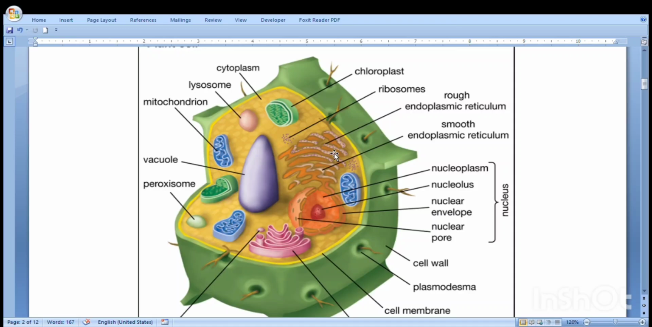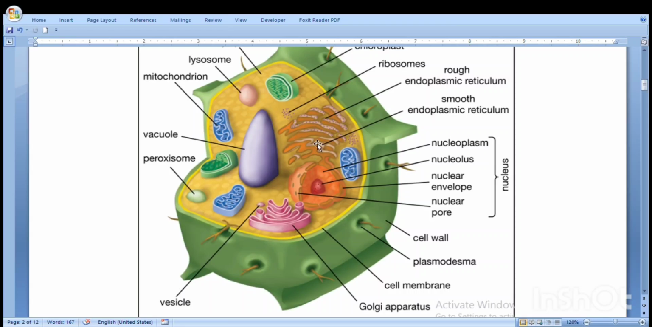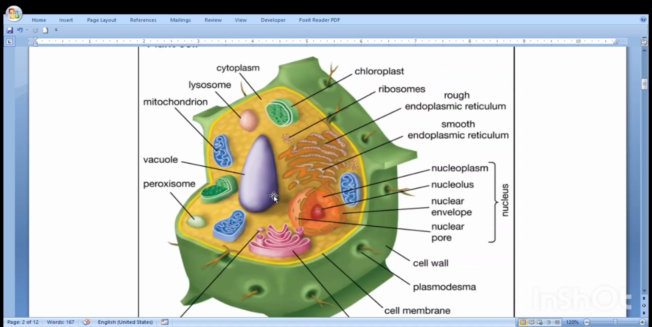Got it? It is composed of mainly what? I already told you yesterday, this cytoplasm is mainly composed of what? Water, salts and proteins. Got it? So next we come to the key points about the cytoplasm.